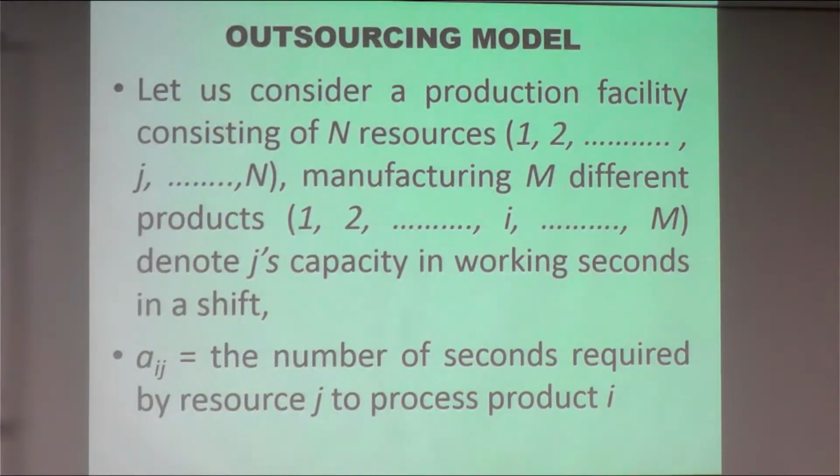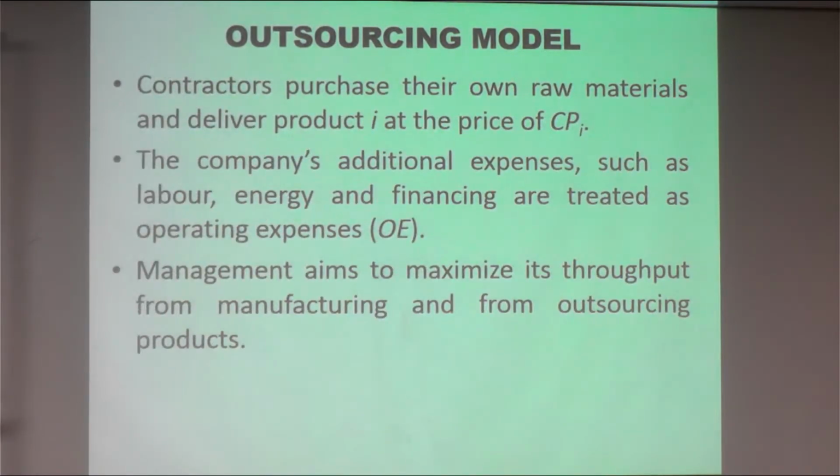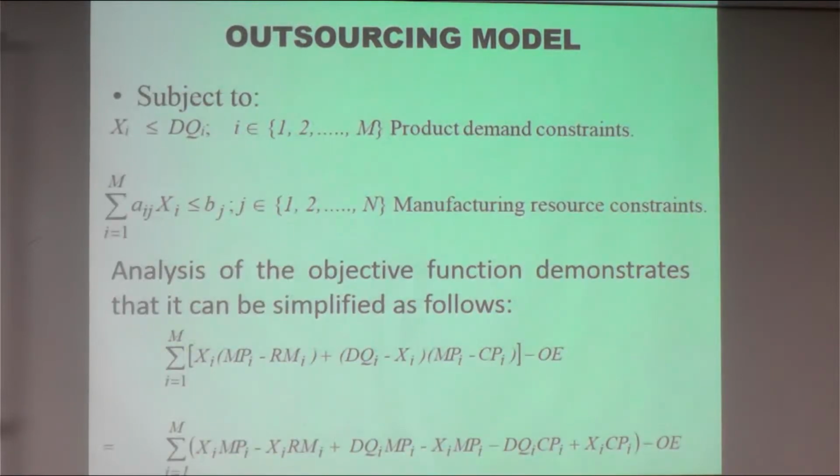So for processing one unit, it is taking Aij time. What is the quantity you are doing? Xi. Look here. Xi is the total quantity of this. For producing one quantity, it is taking Aij time. Similarly, for producing this, it is taking A2J time, J is fixed, and X2 is the quantity. I'll add it up. Suppose there are M products. I'll add all this time of all products. This must be within the total available time of this machine.